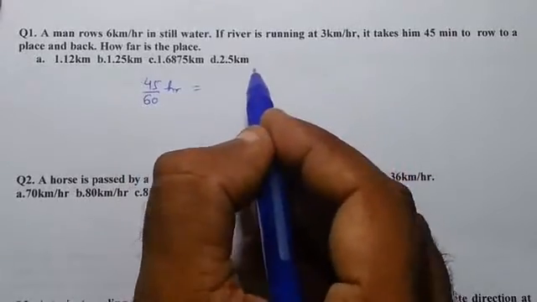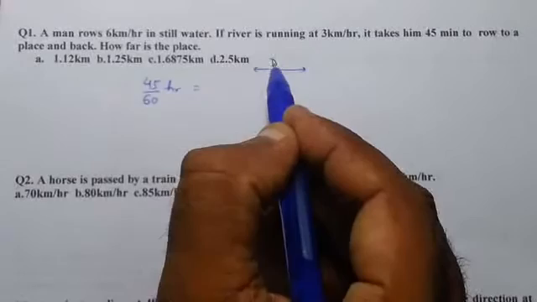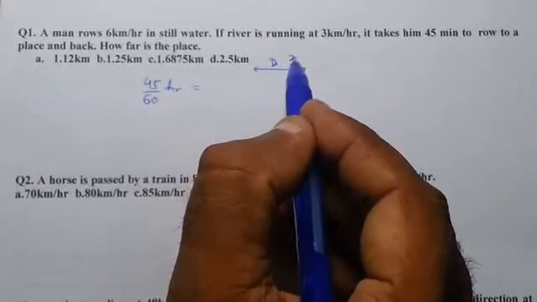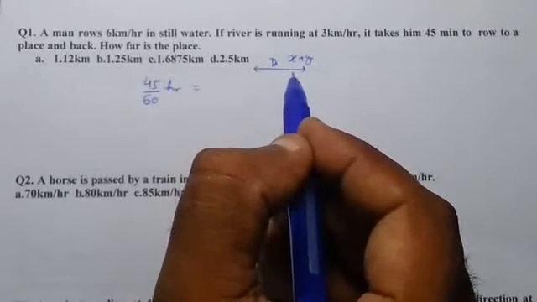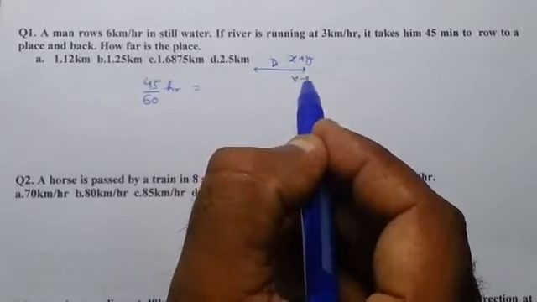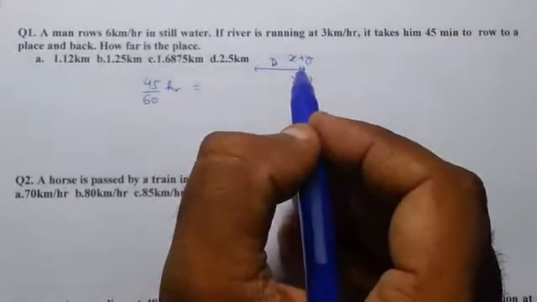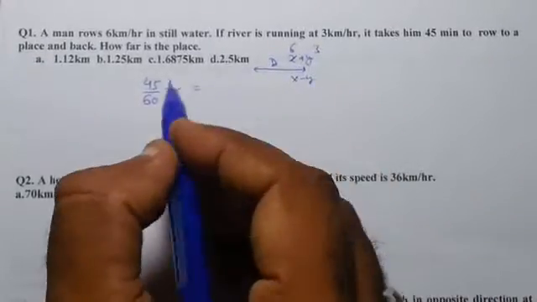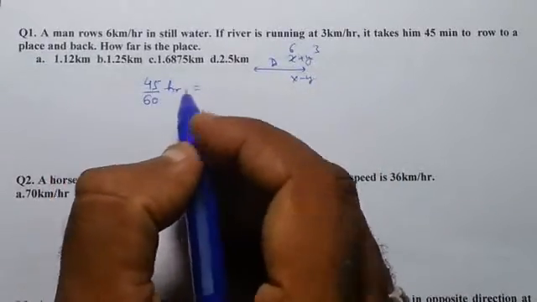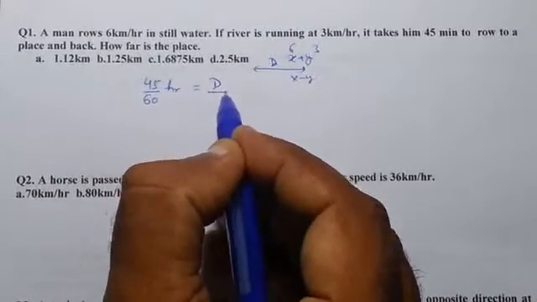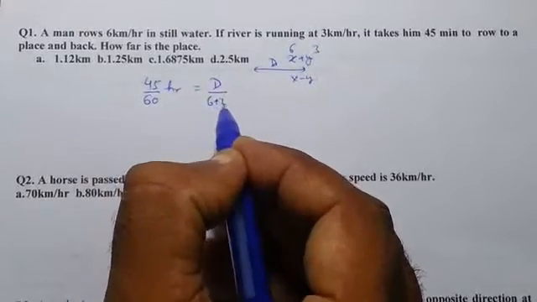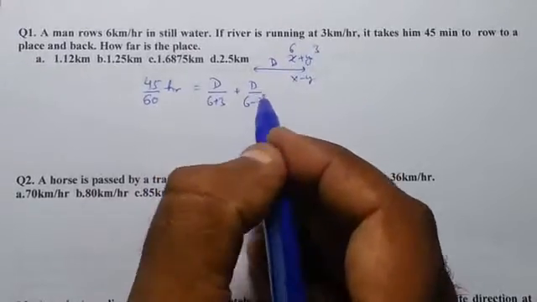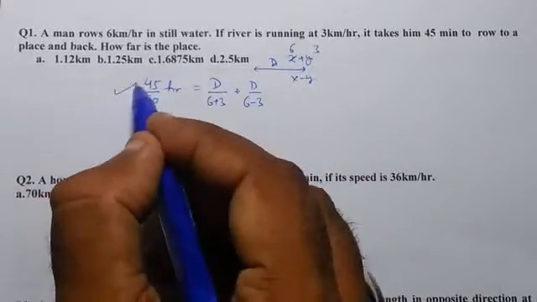So let us say the distance between the two places is d. Once he'll be going this distance d with the speed of x plus y km per hour, and then he'll be returning with the speed of x minus y km per hour. The speed x is given as 6, the speed y is given as 3. So 45 upon 60, the time, is equal to distance upon speed: d upon 6 plus 3, plus d upon 6 minus 3. So this is the equation we have to solve.